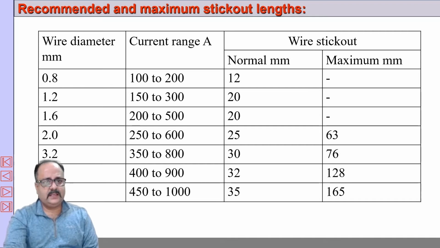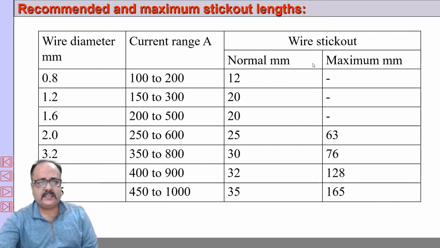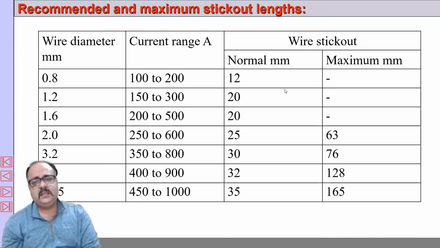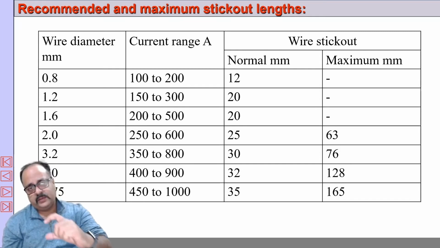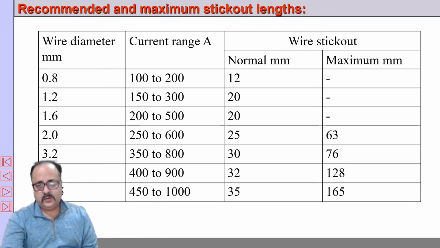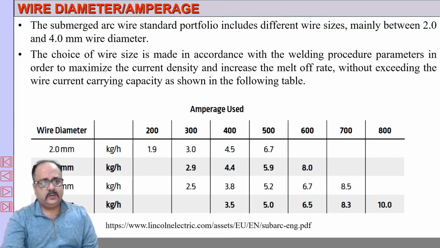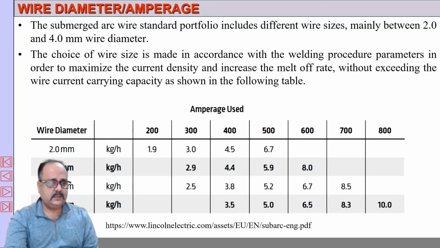So this is a basic idea about the wire stick out. For different diameters of the wire, this should be the stick out. Stick out means how much the electrode wire will stick out from the gun. Okay, so for different amperage settings, the deposition rate is given here. It's indicative. For different wire sizes, you can see the wire size.